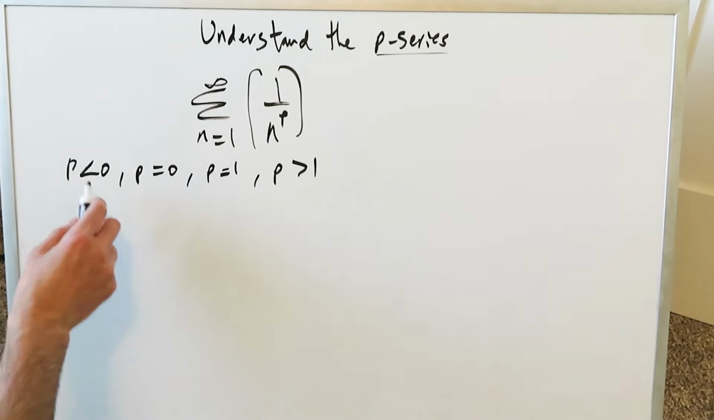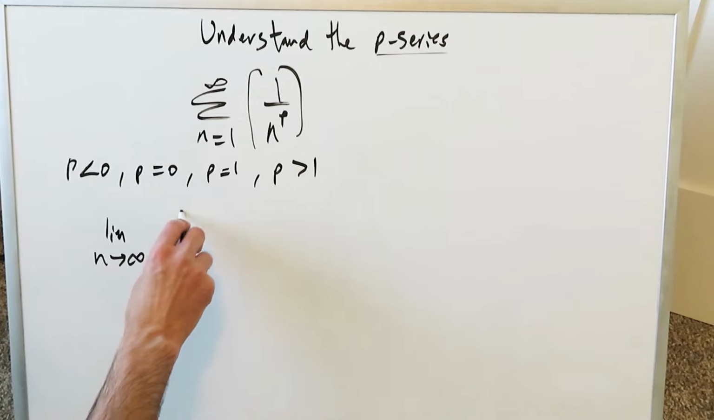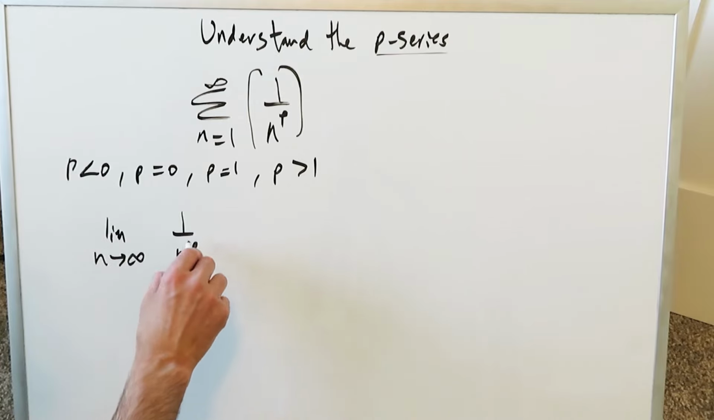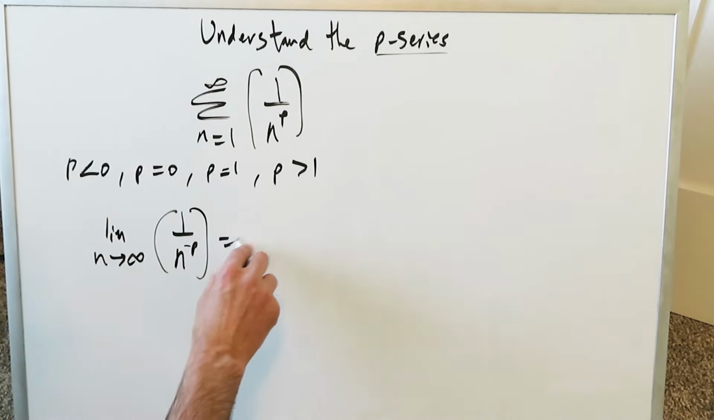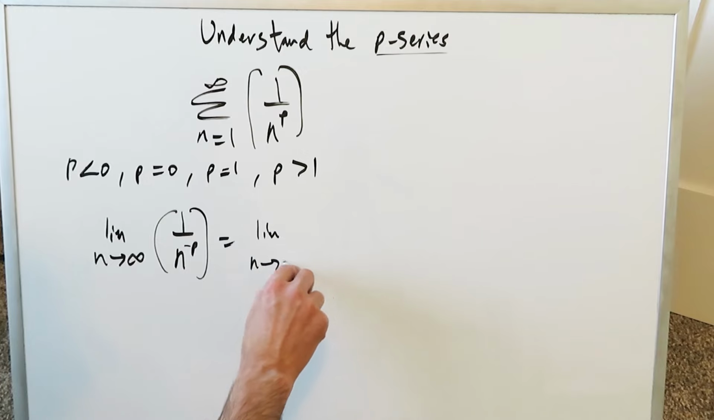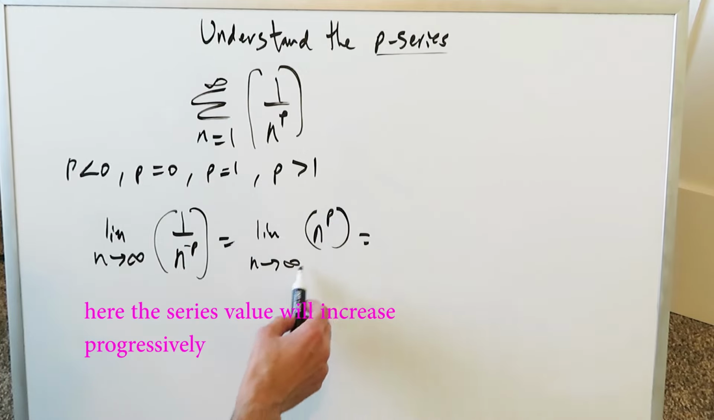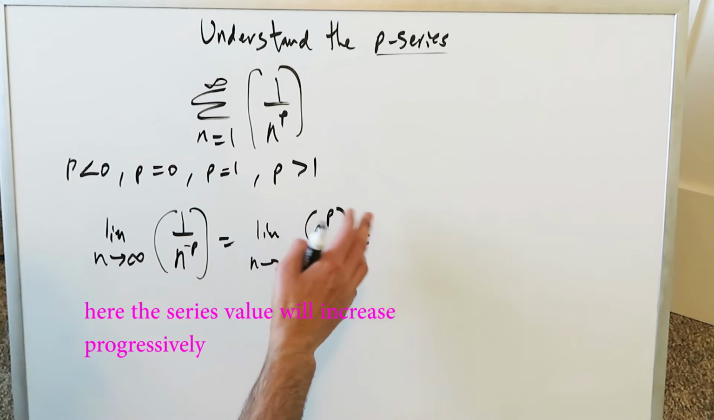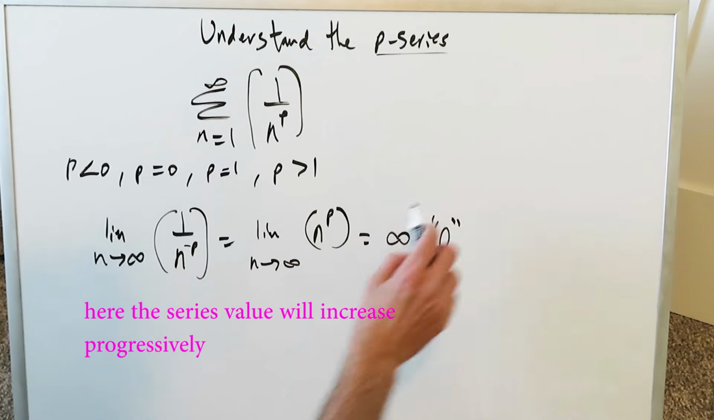For the very first case, p is less than 0. You're looking at the limit as n approaches infinity of 1 over n to the p, but this p is really a minus p, because a minus p is less than 0. When you rewrite this, you're looking at the limit as n approaches infinity of n to the power of p. As you evaluate this limit, infinity to the power of a p value, you know you're going to have infinity, and you'll have a clear case of divergence.